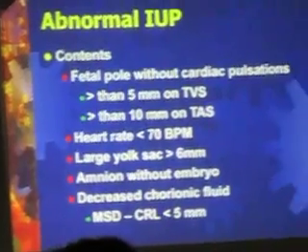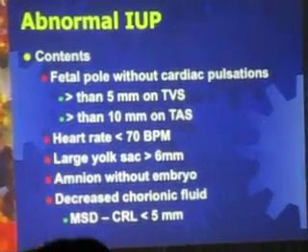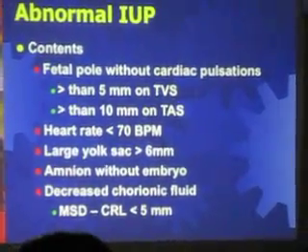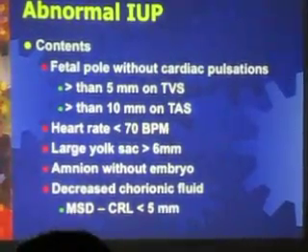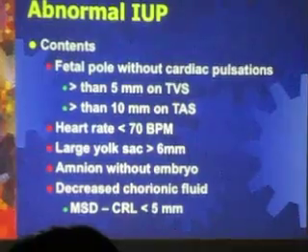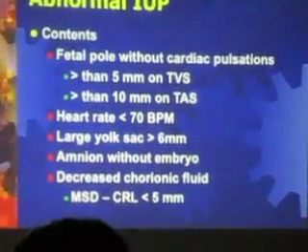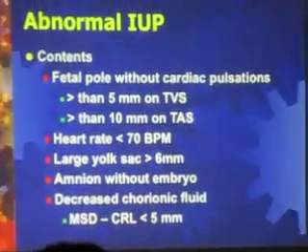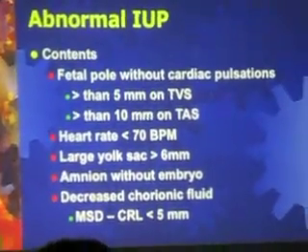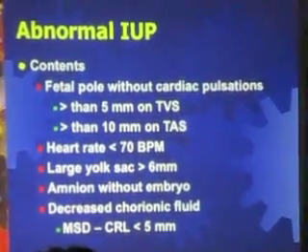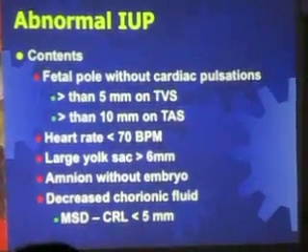And in trans-abdominal, of course, it is 10 millimeters. And if the heart rate is less than 70 beats per minute, it's definitely abnormal. A large yolk sac, more than 6 millimeters, means there is a high risk of something going wrong. Then you see an amnion, right? So in the developmental process, the chorion is formed first, the amnion is formed next, and the fetus is formed third.